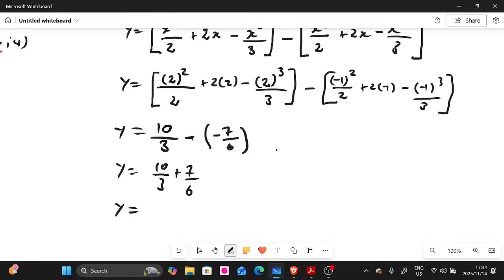So let's look at the final answer. What is our final answer? Our final answer is 10 over 3 plus 7 over 6. What do we get? Our final answer is 9 over 2, or 4.5 units squared. Remember, we are calculating the area. So this is how you do this one.